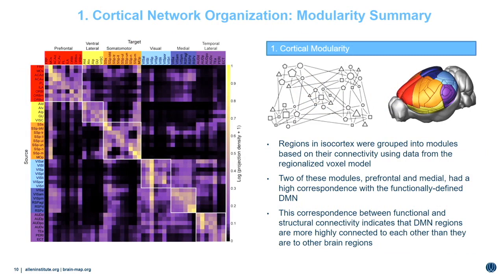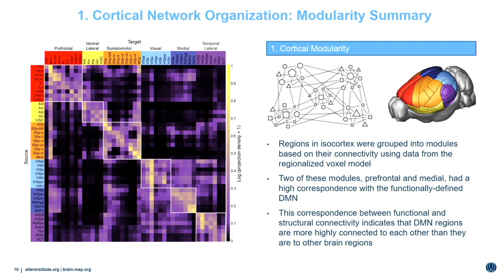So we found that regions in the cortex can be grouped into modules based on their connectivity, and we found these modules using this regionalized voxel model data. And two of these modules, the prefrontal and the medial modules, had a really high correspondence with this functionally defined default mode network.